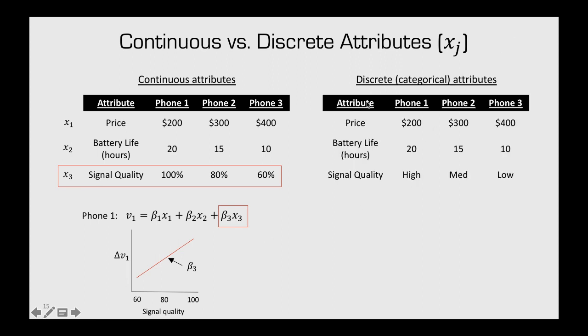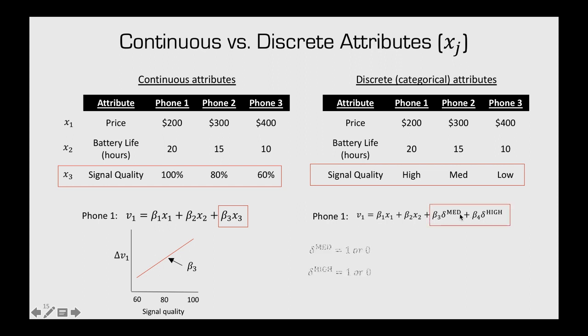But you can also have these categorical or discrete attributes. So now let's look at signal quality as if it was defined with just 3 discrete values: low, medium, and high. How would we construct that utility model? Well, the way we would do that is we would add dummy coefficients into our model. So the price and battery life coefficients are the same. These are still continuous variables. But now you're seeing that we have this new variable, a delta with a medium and a delta with a high. These are dummy coefficients, and what that means is they're either going to take a value of 1 or 0.